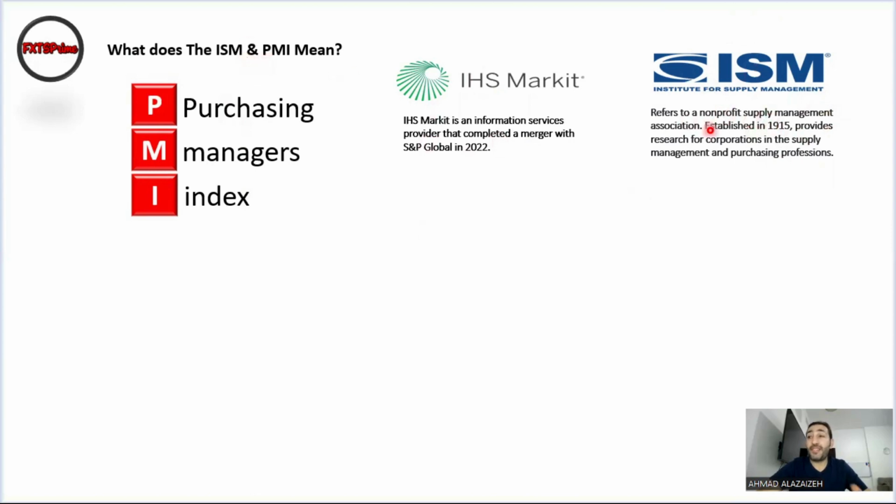The ISM is the institute which is looking after the PMI. That's why we say ISM and PMI. So PMI is an indicator coming from the ISM institute. That's why we call it the ISM manufacturer PMI. It's the PMI indicator for the manufacturer coming from the ISM institute.